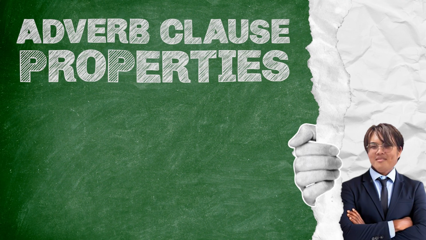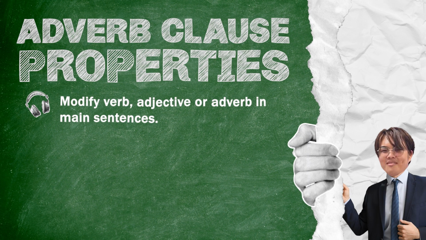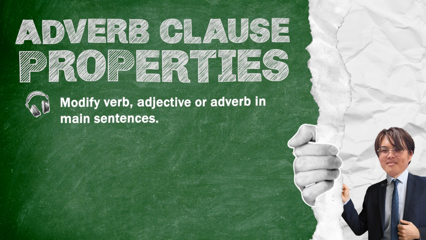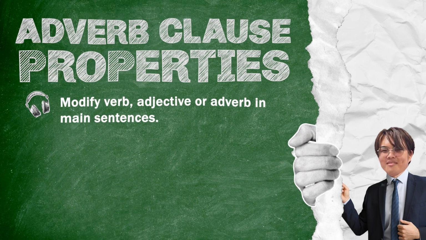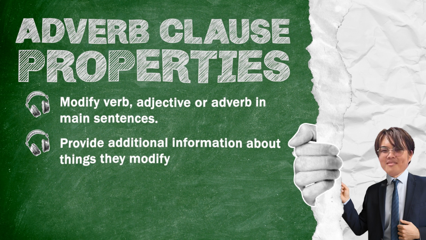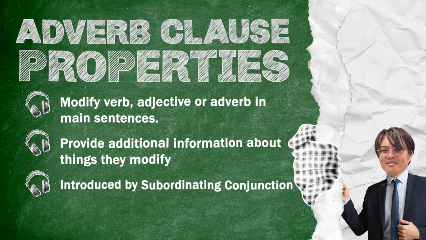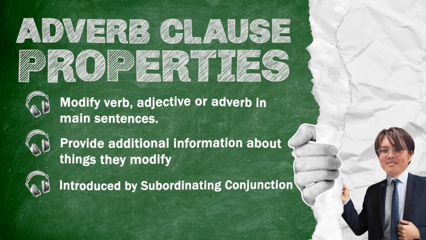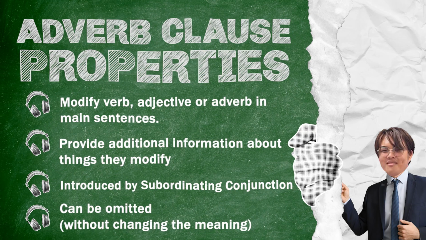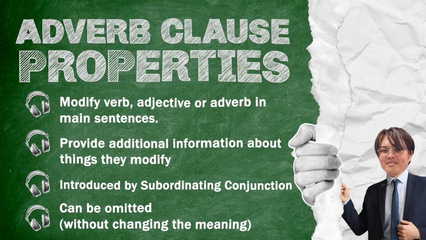Properties of adverb clause. An adverb clause is used to modify a component in the main sentence, whether it is a verb, adjective, or even another adverb. Adverb clause also provides additional information about the things it modifies. Adverb clause will be introduced to a sentence by a subordinating conjunction. And lastly, an adverb clause can be omitted, or in other words, it can be left out without changing the meaning of the main sentence.